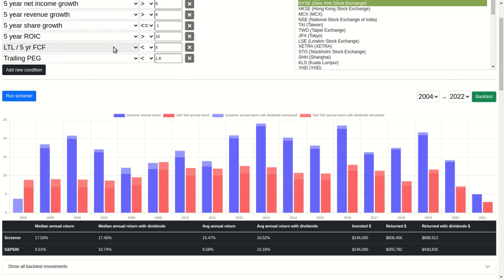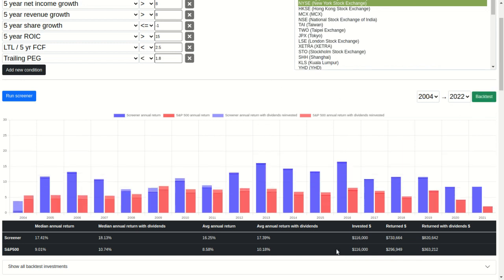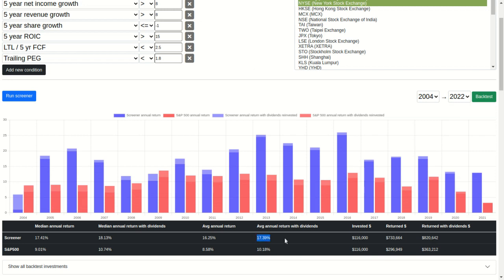Next up, I see one more possibility to optimize this: the long-term liabilities divided by the 5-year average free cash flow. So currently it is 5, but we could even find better businesses if we try to find just 2.5 year here instead of the 5 year. So if we do a backtest now, it does actually increase our return. So the average return now became 17% and 18% median return.